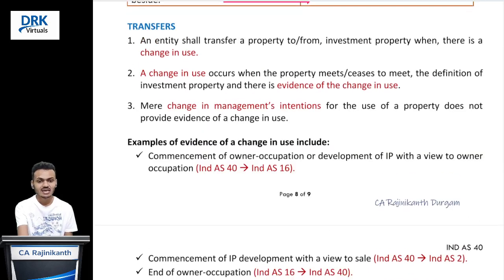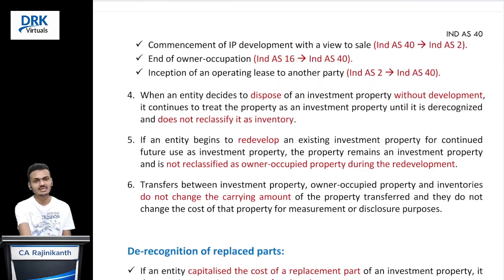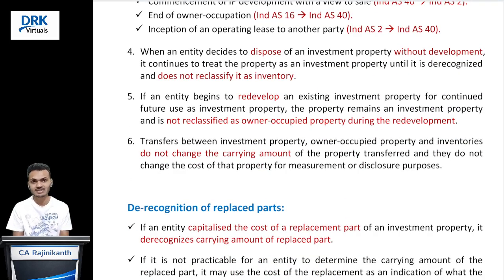The standard is saying that if there is a change in usage, and of course in the examples I have shared there is a change in use, and that change in use is evidenced, yes, we can transfer from investment property to owner occupied property or inventory, or vice versa, at carrying amount only. At carrying amount, no other amounts. If there is any change in use from investment property to owner occupied property or inventory or vice versa, we should transfer it at carrying amount only. So there is no gain, no loss.